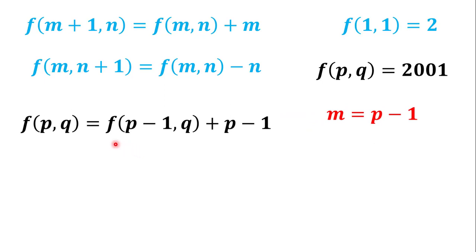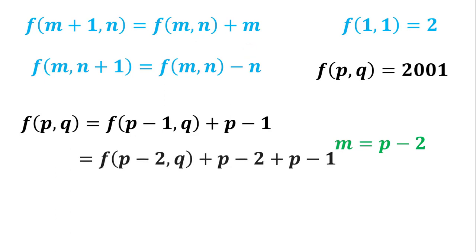Once again, to find f of p minus 1 and q, we use this equation and put m plus 1 equals p minus 1. So m is going to be p minus 2. f of p minus 1 and q is going to be f of p minus 2 and q plus p minus 2. By using the same way, f of p minus 2 and q is going to be f of p minus 3 and q plus p minus 3.